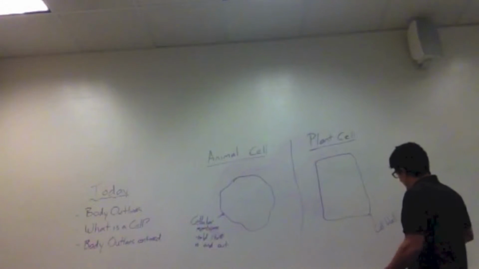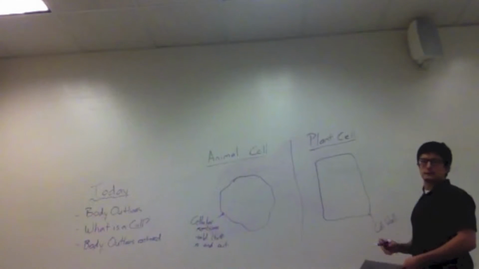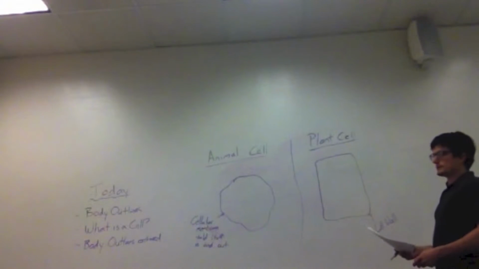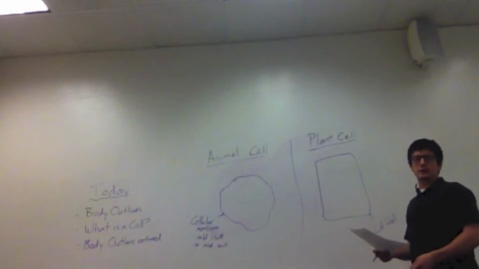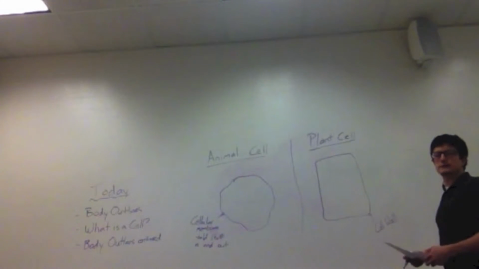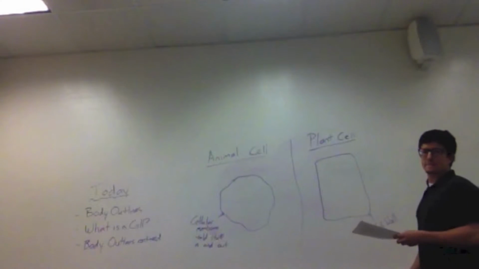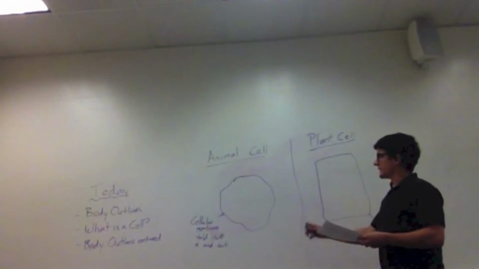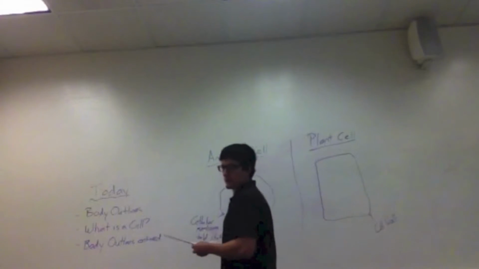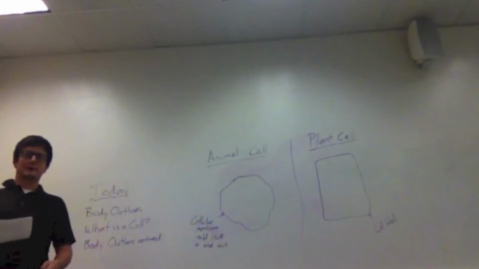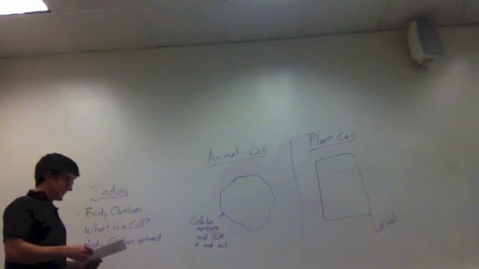Now this cell wall has the same function as the cellular membrane, but it's a lot more rigid. Could anyone tell me why you think a plant cell wall is a bit more rigid than an animal cell membrane? Right, because the animal cell, they need to move, and a malleable cellular membrane allows for that. Alrighty.